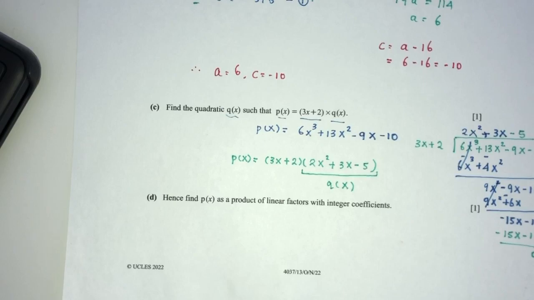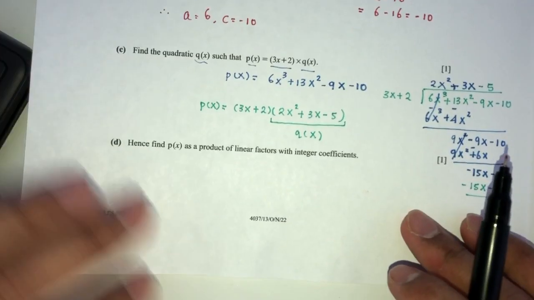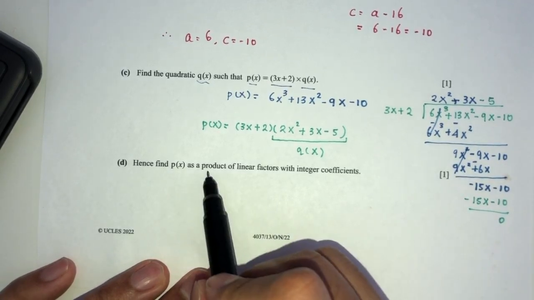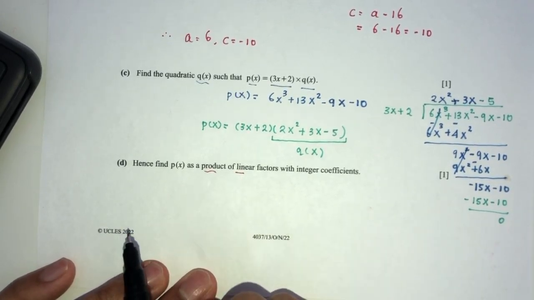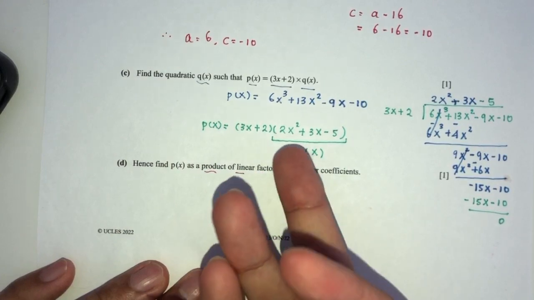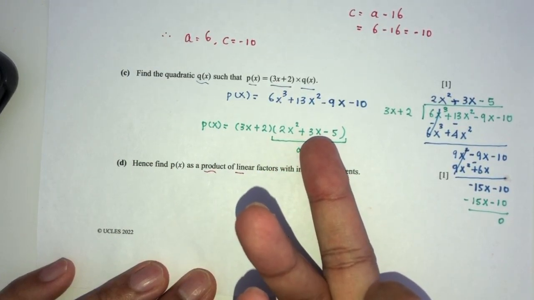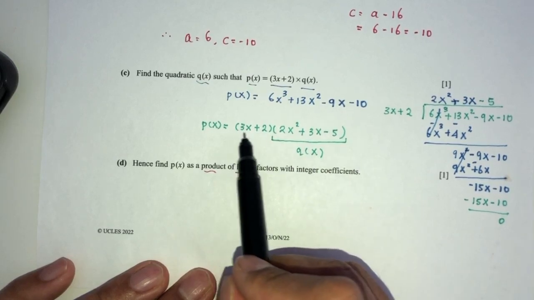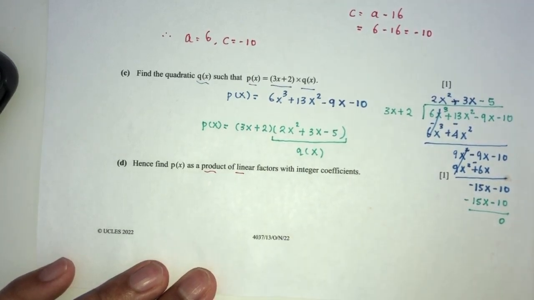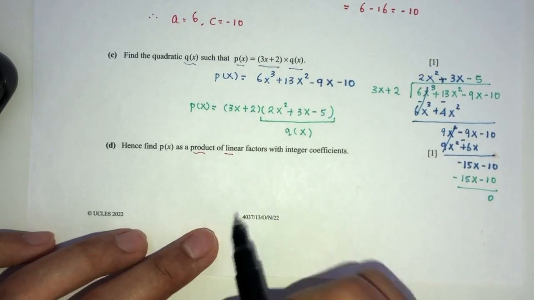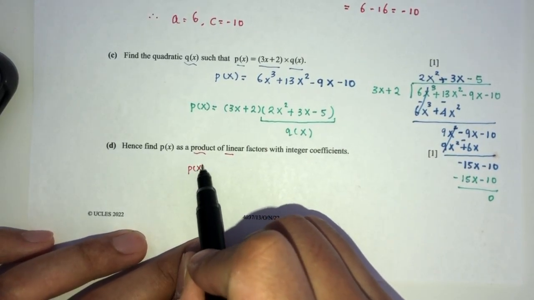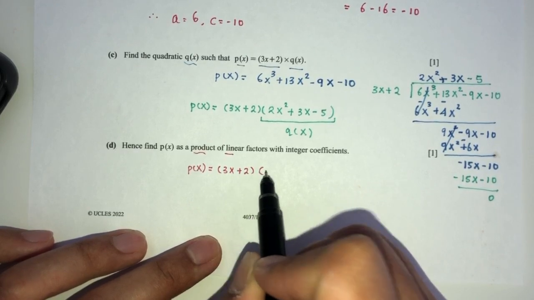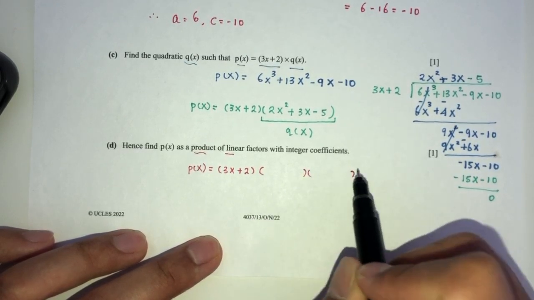Now let's move on to part D of your question. So hence meaning using part C, we have to find p of x as a product of linear factors with integer coefficients. So we just have to break this one into linear factors. The reason why it is not linear is because we have x squared. This is linear because x is power 1. That's why it's called linear. We just have to factorize this one. So p of x expressed as a product, so 3x plus 2. Then we have to factorize the other equation as well.